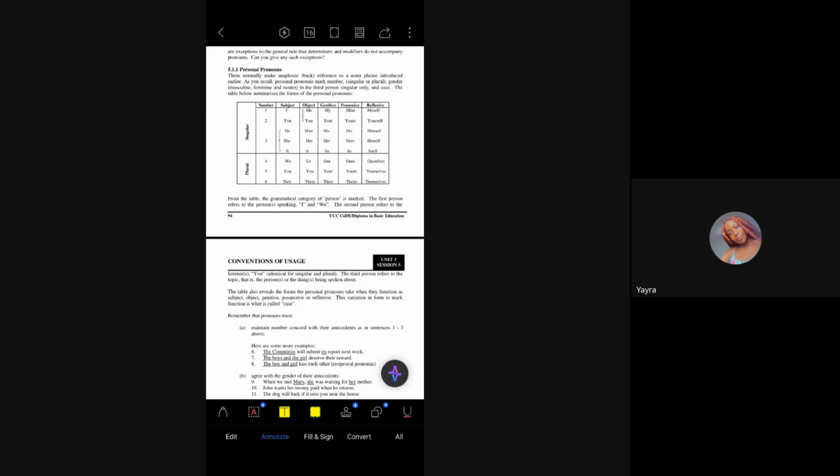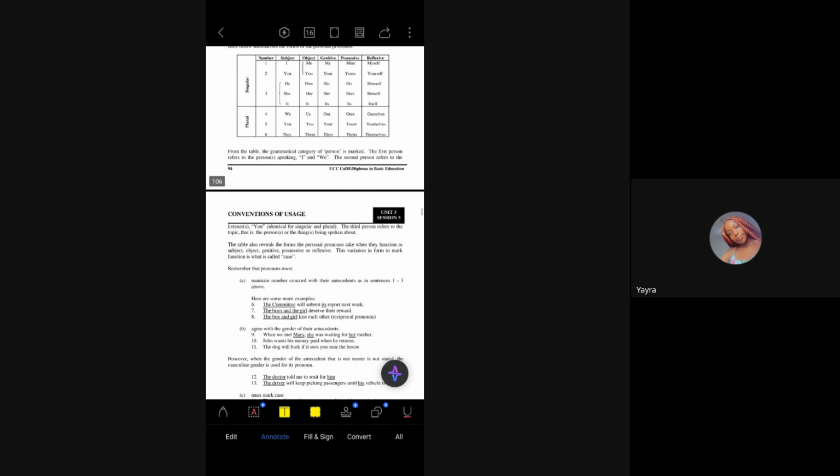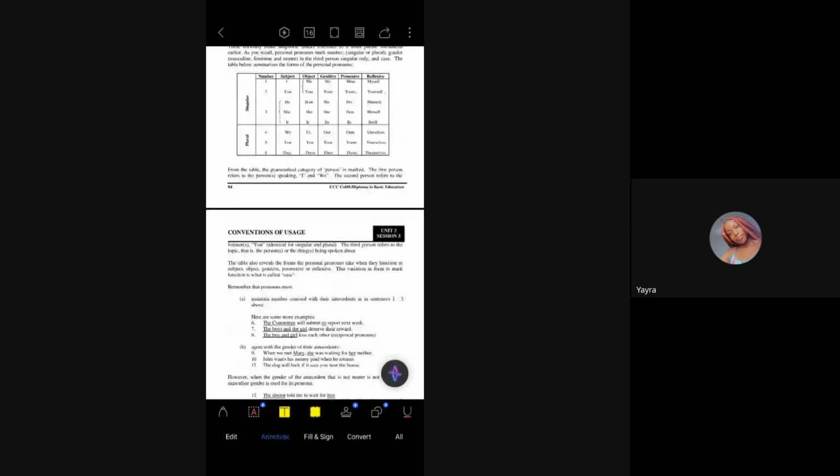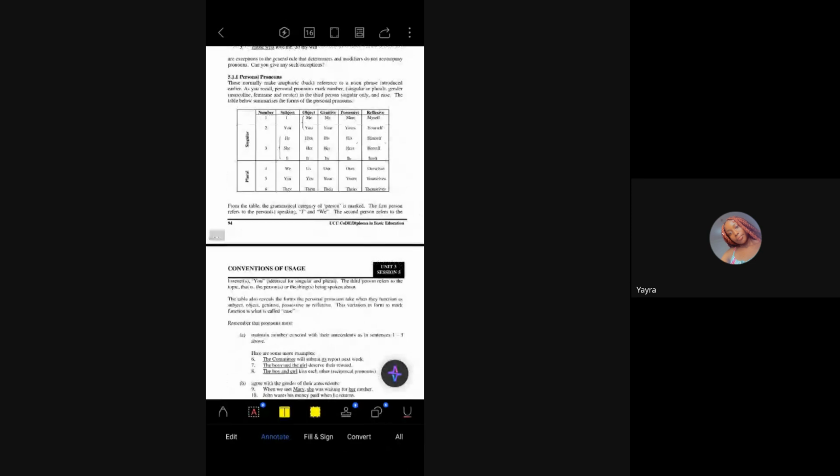You are here. He is here. The book is with him. The him here is the object. So let's take note of it, and the reflexive forms: myself, yourself, himself, herself, itself. And the plural forms: ourselves, yourselves, themselves. So let's take note of the personal pronouns and how they are being used here.